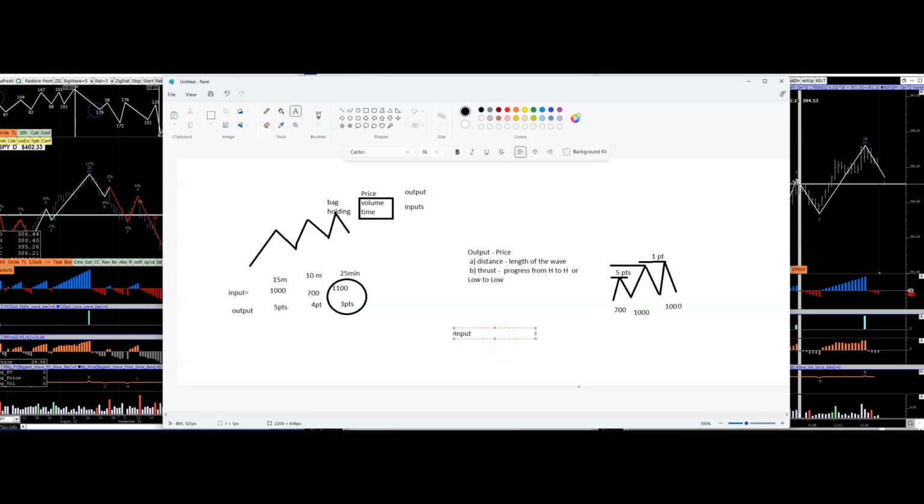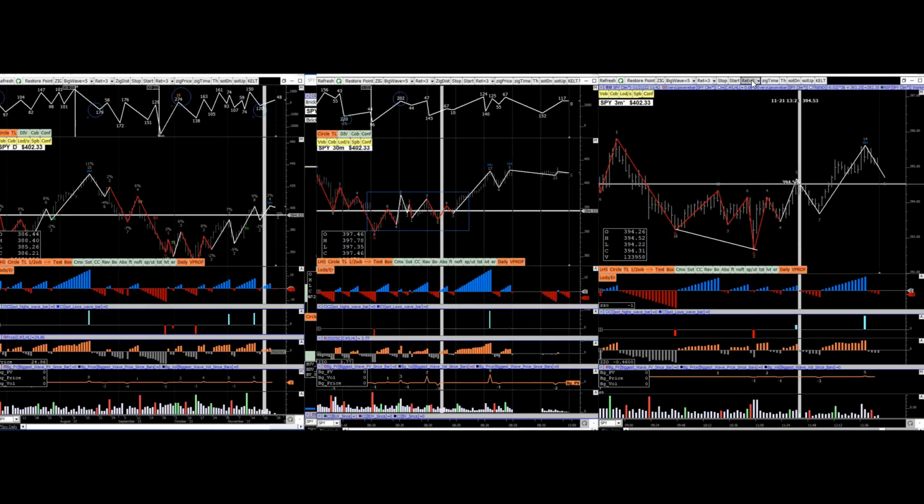So to wrap it up, your input equals, for wave charts, time or volume. Your output equals price, but both distance and thrust. Okay, so now that I've explained that, let's go take a look at some examples.